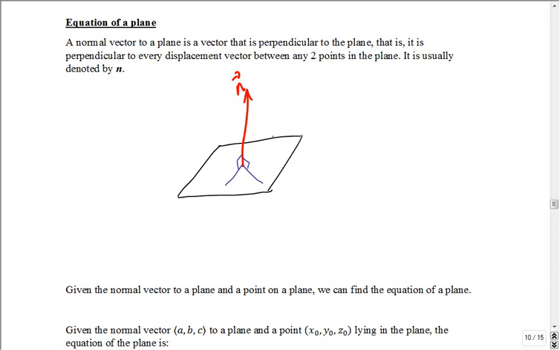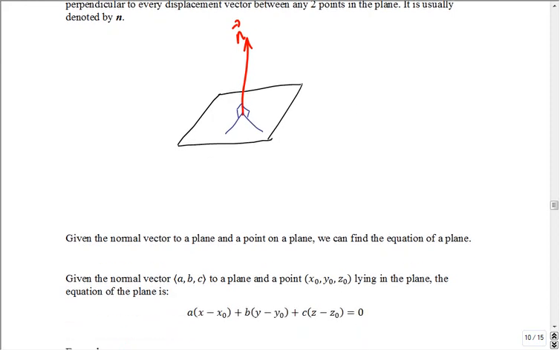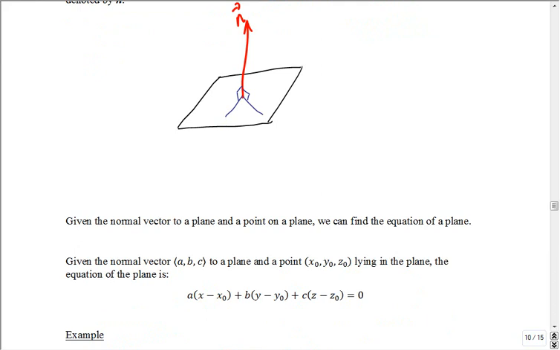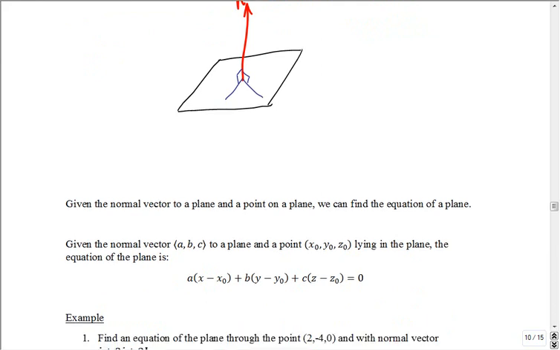So how do you find the equation of a plane? As usual, it is determined by a point and the normal. That's what you need to find the equation of a plane. So if you have a normal vector a, b, c to a plane, and any point x0, y0, z0 lying in the plane, the equation of the plane is as follows. a times (x minus x0) plus b times (y minus y0) plus c times (z minus z0) equals 0. Very important formula. You can outline it. It's something that you will need.